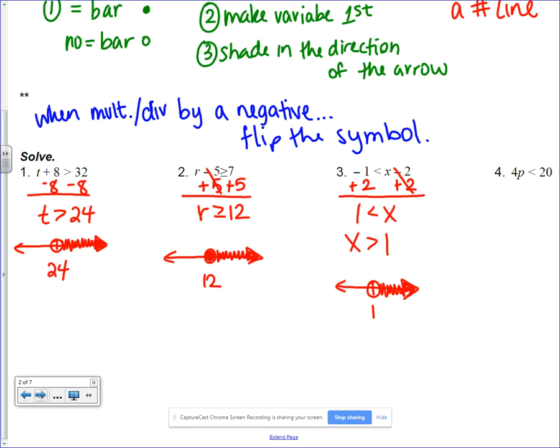To isolate the p in number 4, it looks like that. Notice the p does come first. We'll put that 5 on my number line, open circle, because there's no equals bar. This time it's less than, so I'll be shading to the left.